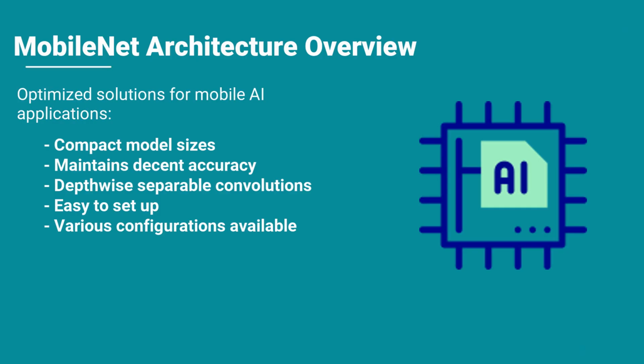The architecture parameter can be set to one of the following values: MobileNet_1.0_224, MobileNet_0.75_224, MobileNet_0.50_224, or MobileNet_0.25_224. Each of these configurations represents a different balance between accuracy and model size.